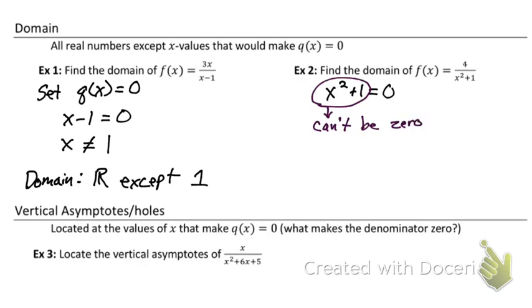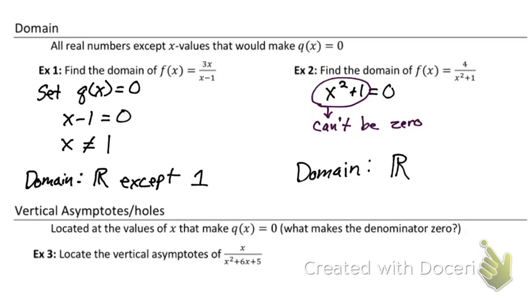Because Pablo's right. The only thing that could possibly work is if I plugged a negative number in there. But if I plug a negative number in here, it becomes positive and it becomes bigger. So it can't be 0, so it means our domain doesn't have any restrictions. Our domain is just going to be all real numbers, or negative infinity to infinity if you want to put it in that kind of notation.